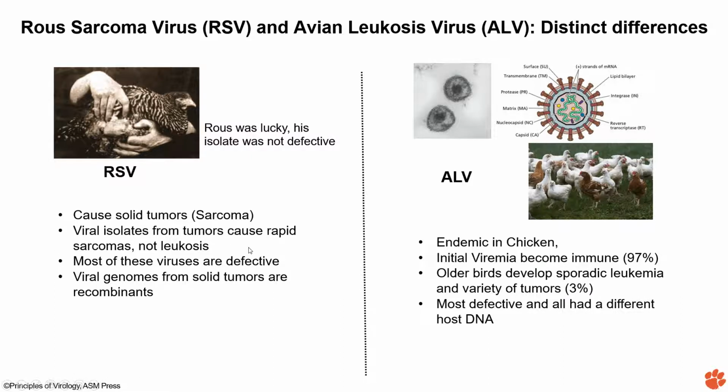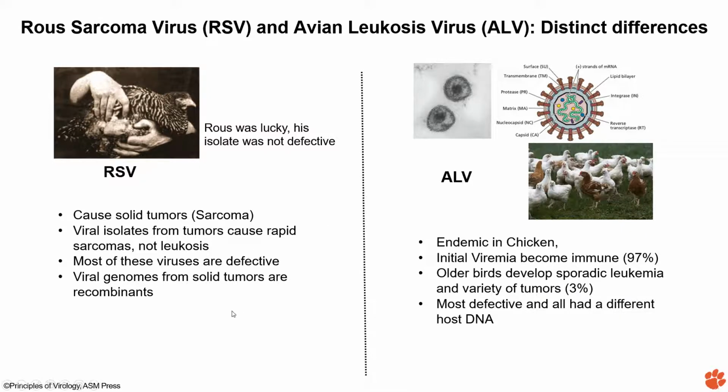Viral isolates from the tumor cause rapid sarcomas, meaning that they form solid tumors, not like leukocytosis. Basically, leukocytosis or leukemia, whatever you want to call it, means an abnormal growth of the leukocytes, the white blood cells, and we call them blood cancer, leukemia. That is not what this is. This is a solid tumor formation.